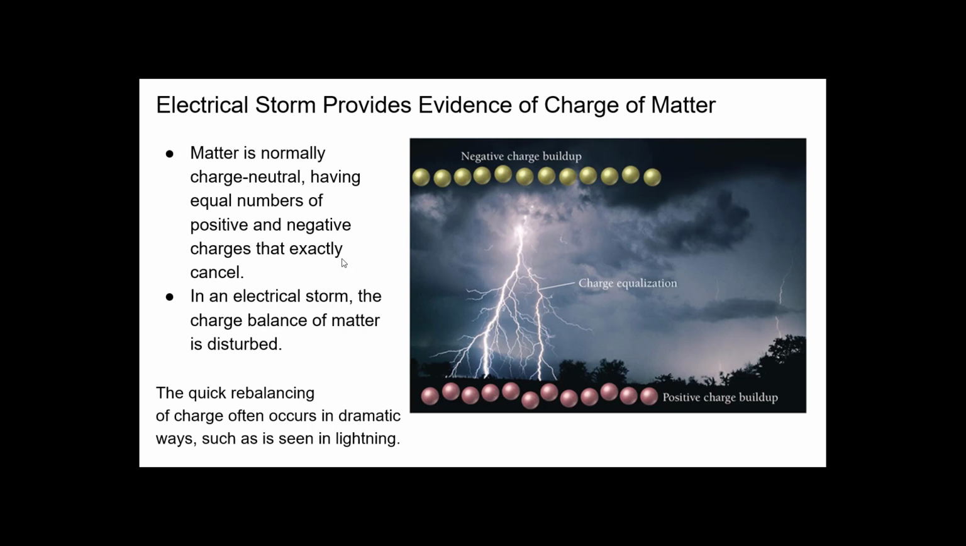So an electrical storm provides evidence of charge in matter. Up in the clouds, you start having a negative charge buildup, and at the bottom you'll have a positive charge buildup, and then you'll get this really pretty but scary if you're near it, lightning storm. Matter is normally charge neutral, having an equal number of positive and negative charges that exactly cancel out. But in an electrical storm, that doesn't happen, and that's when you start seeing things like this. It does this to try to actually get back into being charge neutral. That's it.